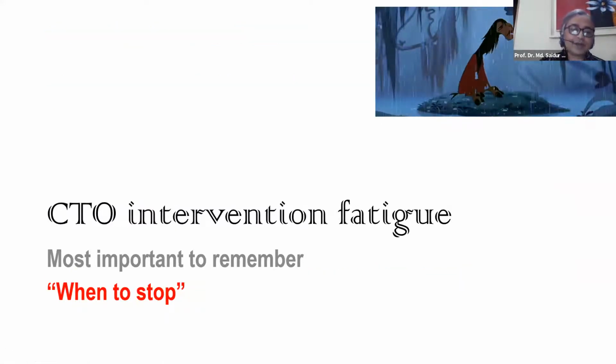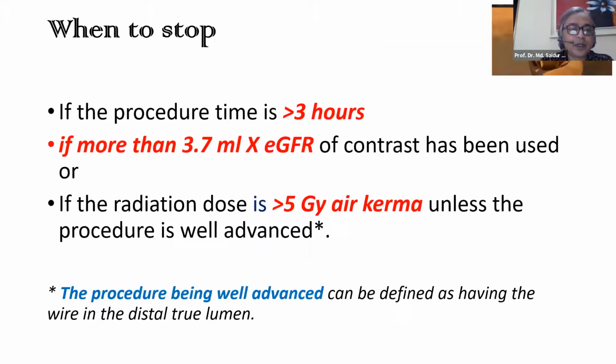So CTO intervention is a fatigue. Most important to remember is when to stop. It's very important. If the procedure time is more than 3 hours, if at least 4 times the eGFR of contrast has been used, or the radiation dose is 5 gray air kerma, unless the procedure is well advanced, meaning that you have already crossed the wire. In that case, you don't need to think of that 5 gray air kerma. But if it is not crossing at all and you're taking too much time, it's better to stop there. And you have to know that stop.